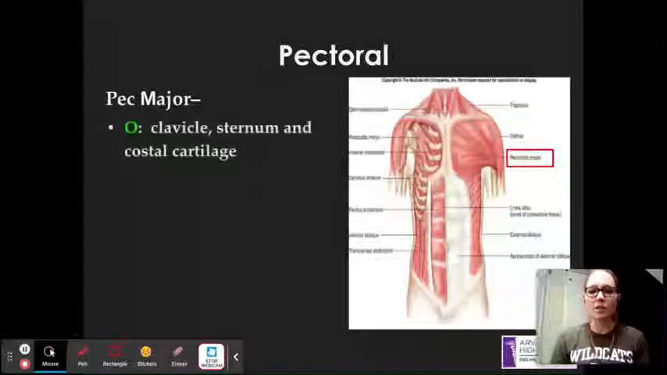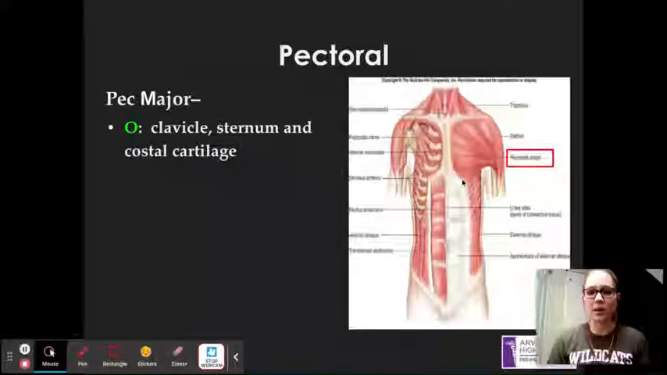So remember, origination is where the muscle originates from. And so it's where the muscle starts. We can see that the origination of pec major is the clavicle, sternum, and costal cartilage. So what it's talking about is here's our clavicle, there's our sternum, and then there's the costal cartilage where it all originates from. So that's where the muscle is starting.